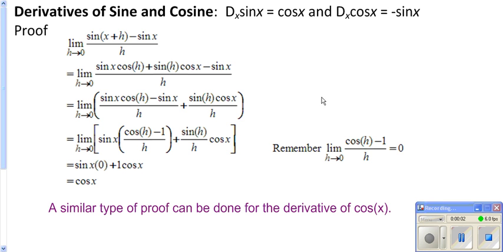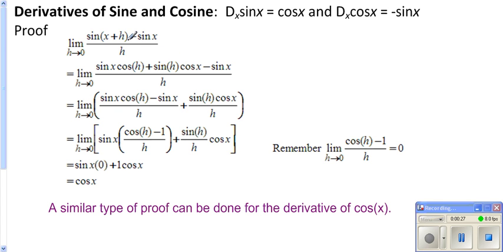We're going to go ahead and continue to talk about how to take derivatives, but now we're going to talk about derivatives of trig functions. Derivative of sine is cosine. The derivative of cosine is negative sine. Now, we can go ahead and go back and do the proof of this using our definition of a derivative.